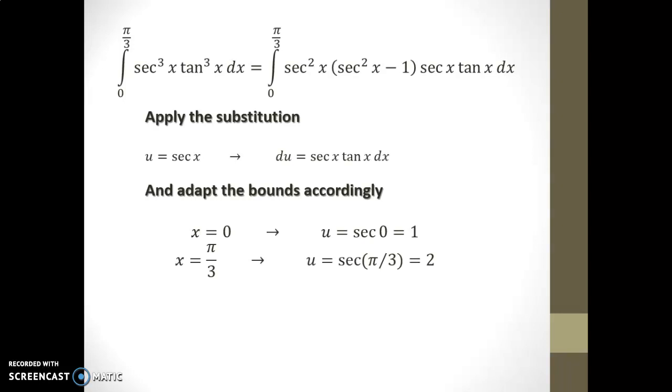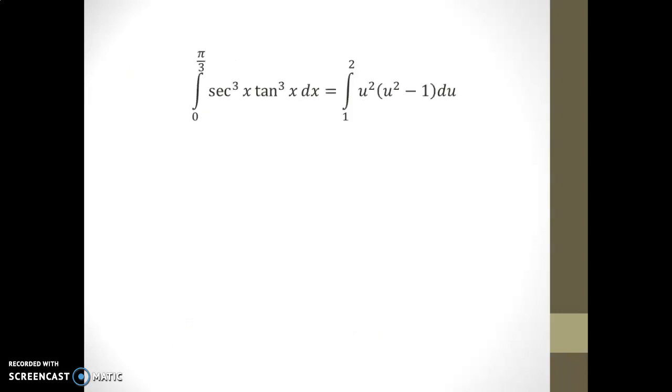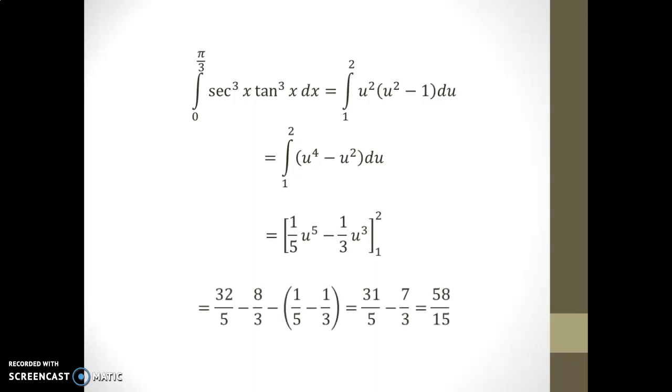Replacing all of our variables and bounds, our new integral in terms of u is a combination of powers. We can then distribute those powers and apply the power rule to finish the antidifferentiation process. And the remaining term is to do our computations.